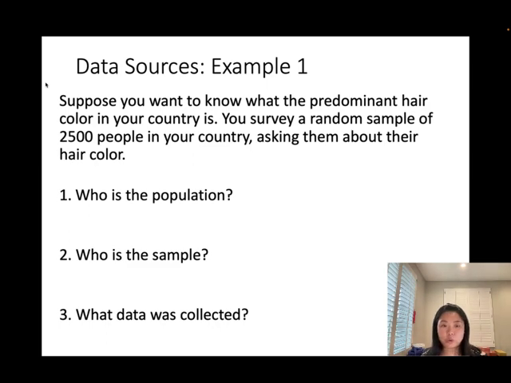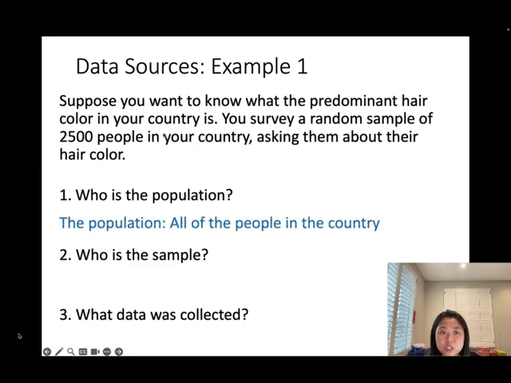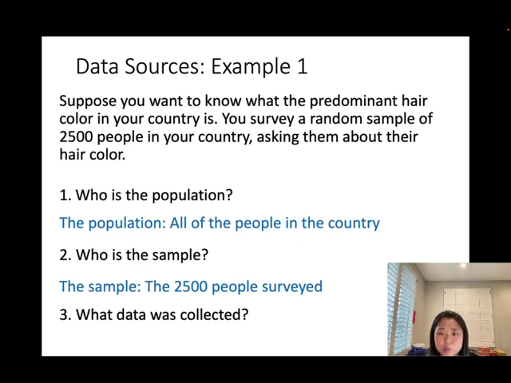Okay, let's try to work together. Who is the population? Population will be all of the people in the country, right? We want to find out the predominant hair color in the country, right? So this is going to be my population. Who is the sample? We random sample 2,500 people, right? We take 2,500 people from this country. So the sample will be the 2,500 people surveyed. What data was collected? What is our survey question? The survey question will be your hair color for each person.